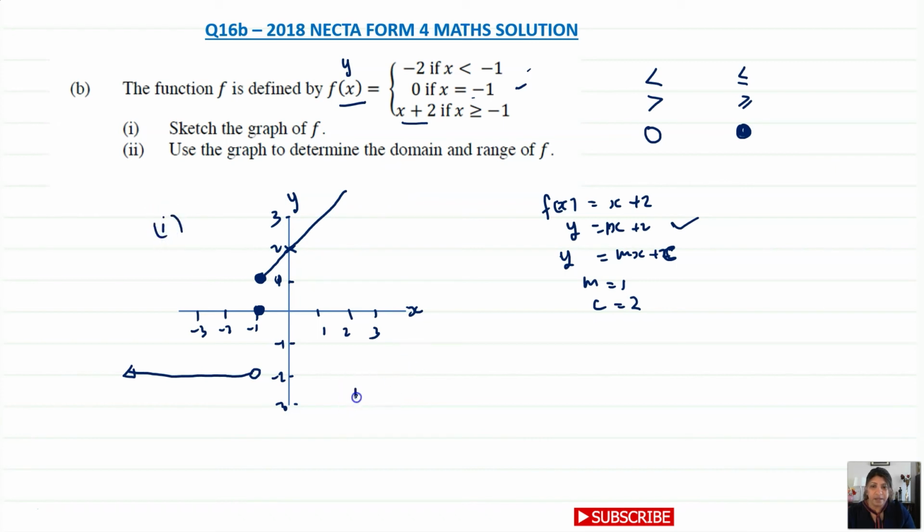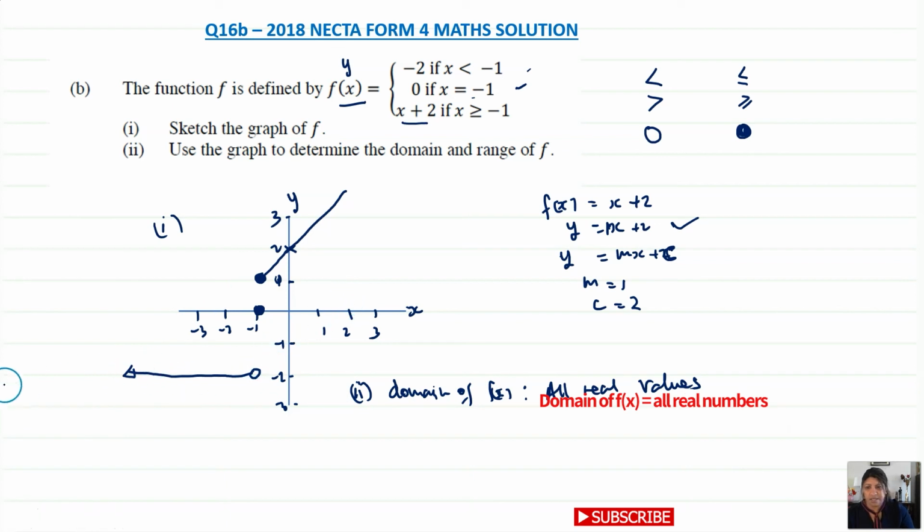Now for part II, we are told to state the domain. What do you think the domain is? I've said it. The domain of f(x) is going to be all real values. So anything from negative infinity to positive infinity is good. You can see the arrows are going all that way and all that way.